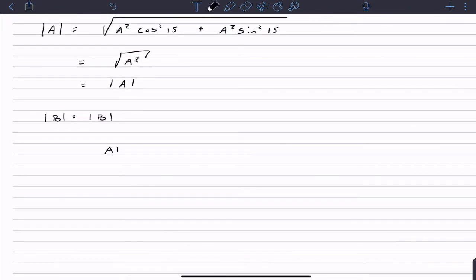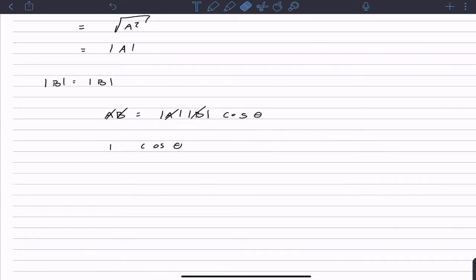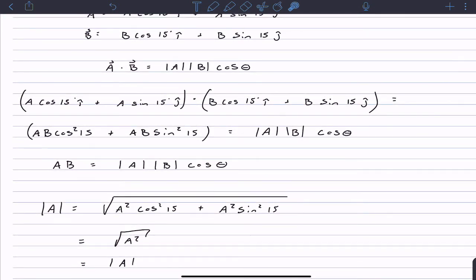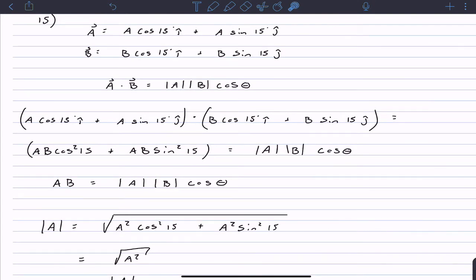So now we have, what did we have? We had A·B is equal to magnitude A times magnitude B, cosine of the angle. And, well, these are going to cancel because these are equal, right? So that means that 1 is equal to cosine theta, right? Well, we know that theta is going to be 0 degrees between the two vectors. And that makes sense because these vectors are in the same space, right? These are in the same plane. They're both pointing along 15 degrees.